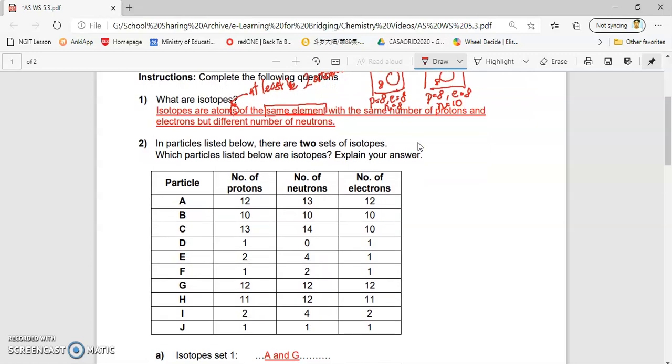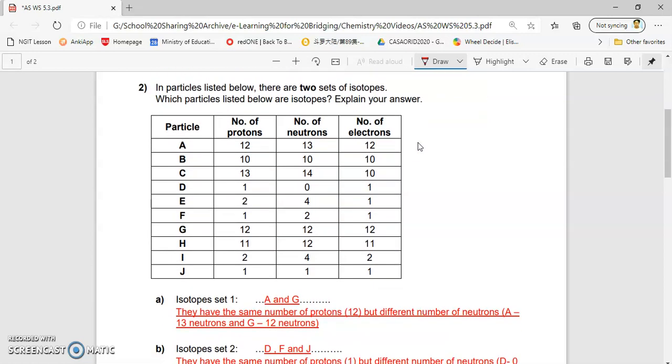In question 2, it says the particles listed below, there are two sets of isotopes. Which particles below are isotopes? First thing first, they must be atoms of the same element. If they are the same element, they must have the same number of protons. If I look at this, A and G is a pair. I know A and G is a pair because 12 protons, same element.